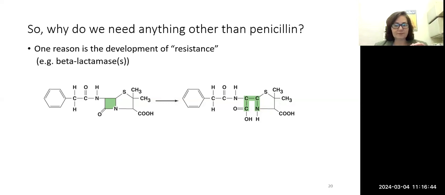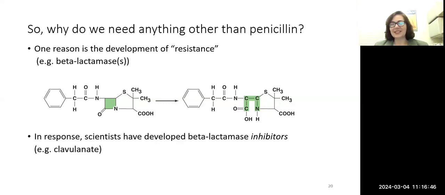But that's it for today. Well, that's not it. I'm going to tell you, we didn't give up. This is an evolutionary arms race, right? So then we develop a drug that fights the beta-lactamases. We call them beta-lactamase inhibitors.